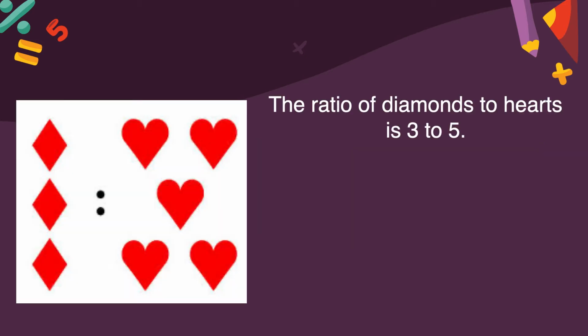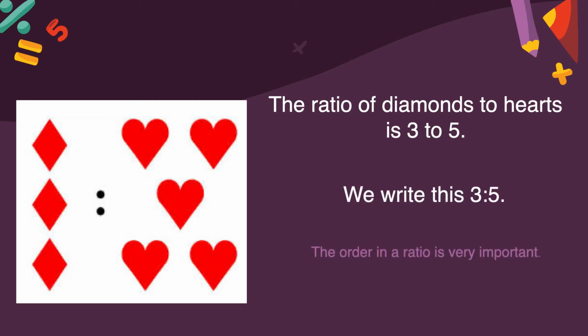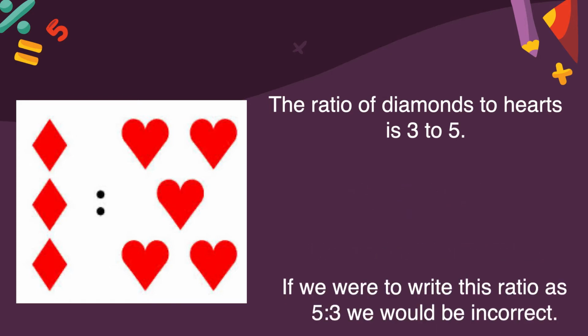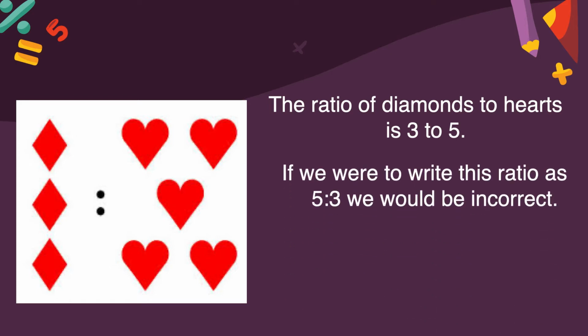Take, for example, this photo. The ratio of diamonds to hearts is 3 to 5. We write that by saying 3:5. The order in a ratio is very important. If we were to write this ratio as 5:3, we would be incorrect. But the question is, why?